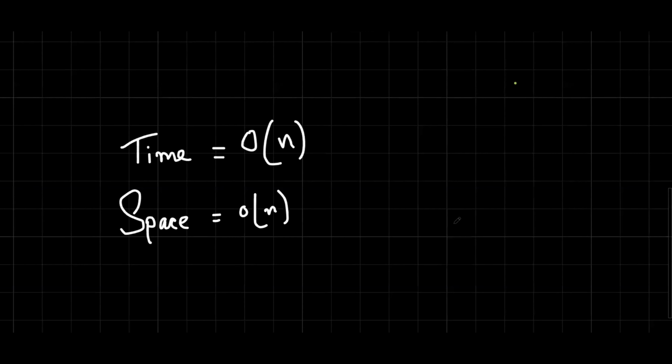And the space complexity of this algorithm is also big O of n, because the space complexity basically depends on the function's call stack. And in the worst case, the DFS function call stack contain all of the n nodes. So here the space complexity is big O of n. I hope you understood the time and space complexity.